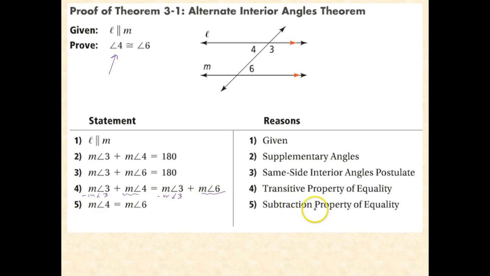And that is the subtraction property of equality, because remember that the measure of angle 3 is a number, so I can subtract the same real number from both sides of an equation. Once I have measure of angle 4 equal to measure of angle 6, now I can say that angle 4 is congruent to angle 6 because that is the definition of congruent angles. Q.E.D.